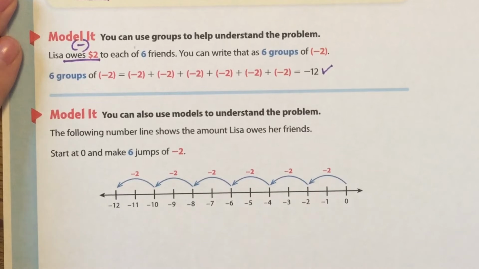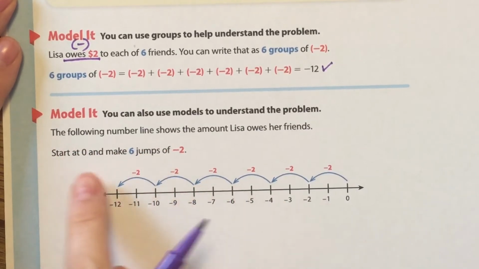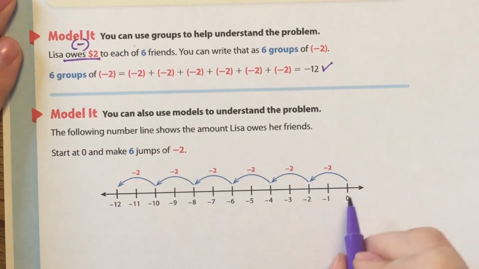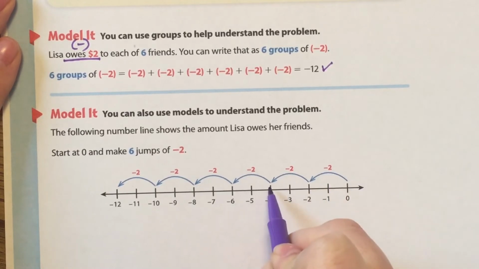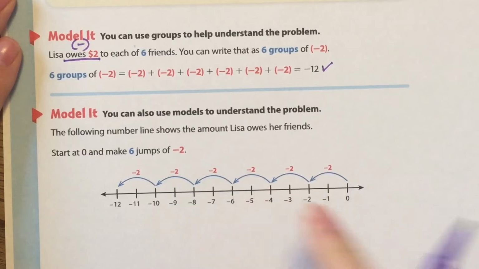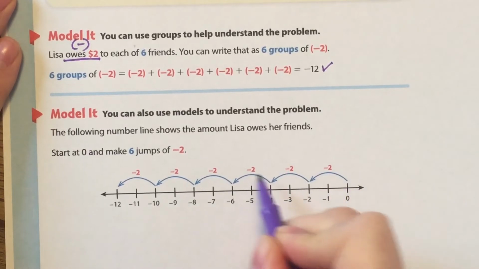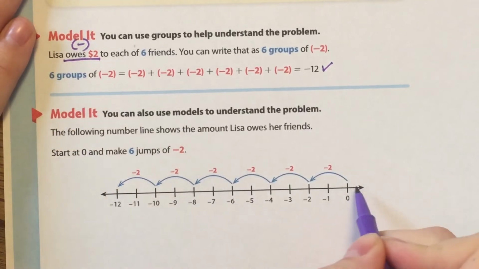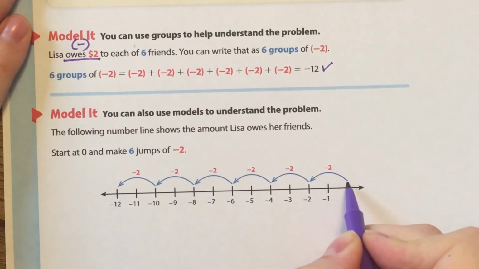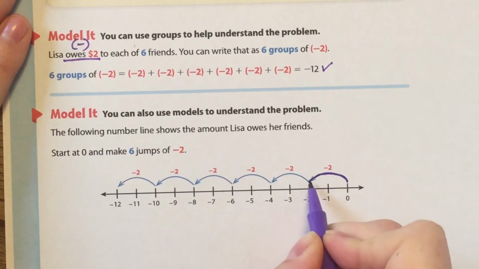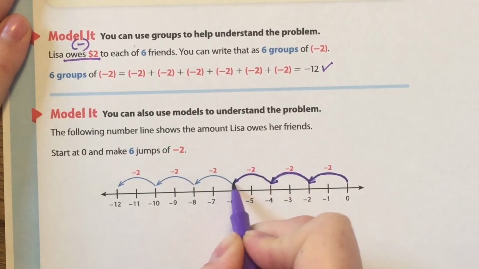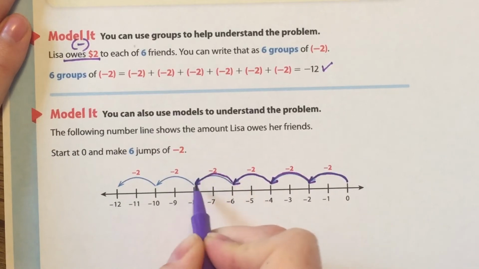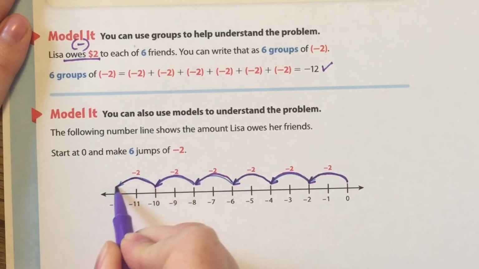We could also see this on the number line by starting at 0. Assuming she has 0 money to start with, every time she borrows $2 from her friend, we go to the left on the number line because she owes more and more as she borrows money. So we're going to make 6 jumps of -2 starting at 0. So we go -2, to -4, to -6, to -8, to -10, to -12.